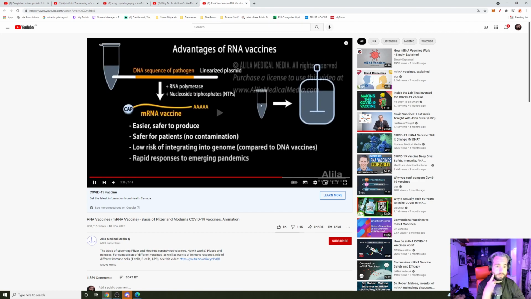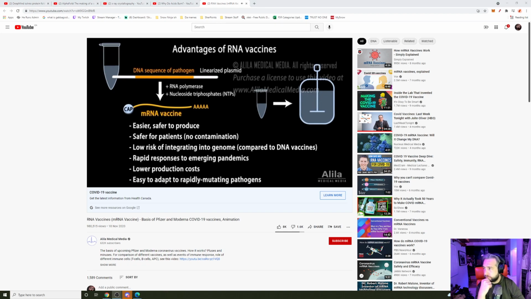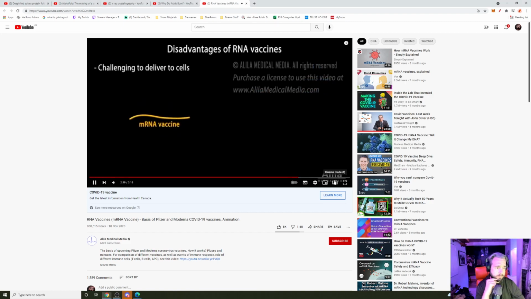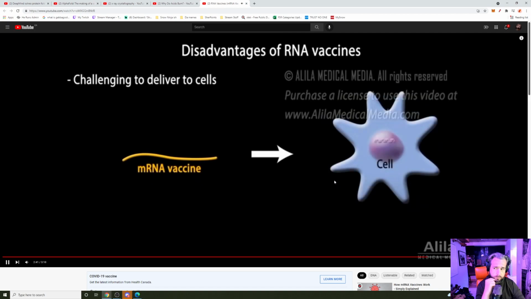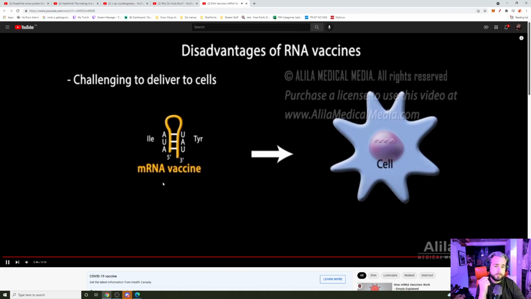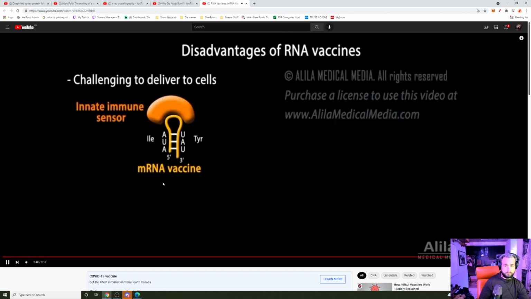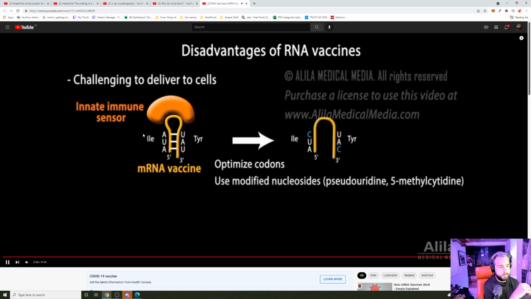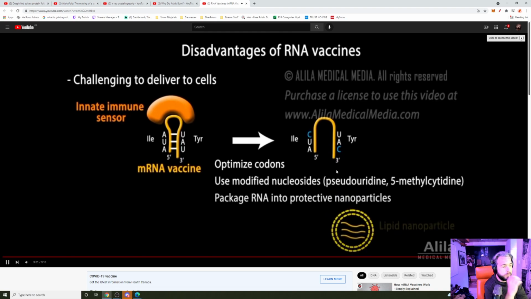Real talk alert. Other advantages include lower production costs and the ease of tweaking RNA sequences to adapt to rapidly mutating pathogens. On the minus side, it can be challenging to deliver mRNA effectively to the cells, since RNA sequences and secondary structures may be recognized and destroyed by the innate immune system as soon as they are administered intravenously. These limitations can be overcome by optimizing codons, using modified nucleosides to avoid recognition, and packaging RNA into protective nanoparticles.